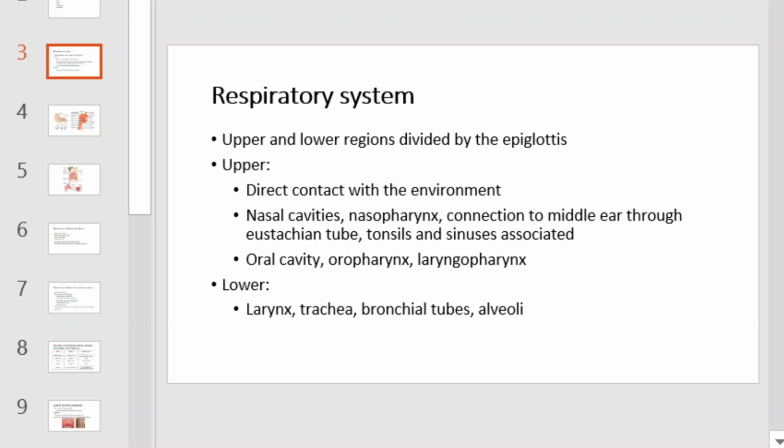We begin today by just briefly reviewing the structures of the respiratory system. Your respiratory system is divided into an upper and lower region separated by the epiglottis. The upper respiratory system is in direct contact with the environment and includes the nasal cavities, nasopharynx, the eustachian tube, tonsils, and associated sinuses, along with the oral cavity, oropharynx, and laryngopharynx. The lower respiratory system is not in direct contact with the environment and includes the larynx, trachea, bronchial tubes, and alveoli.